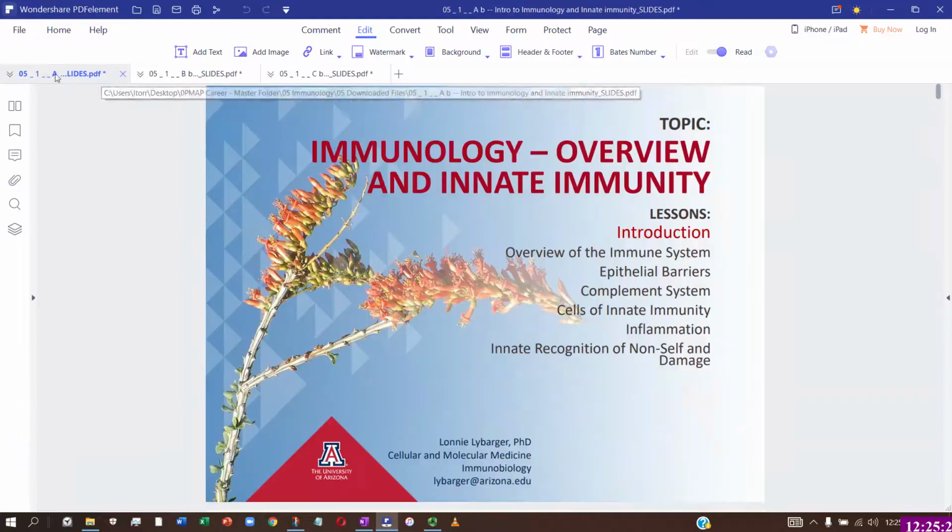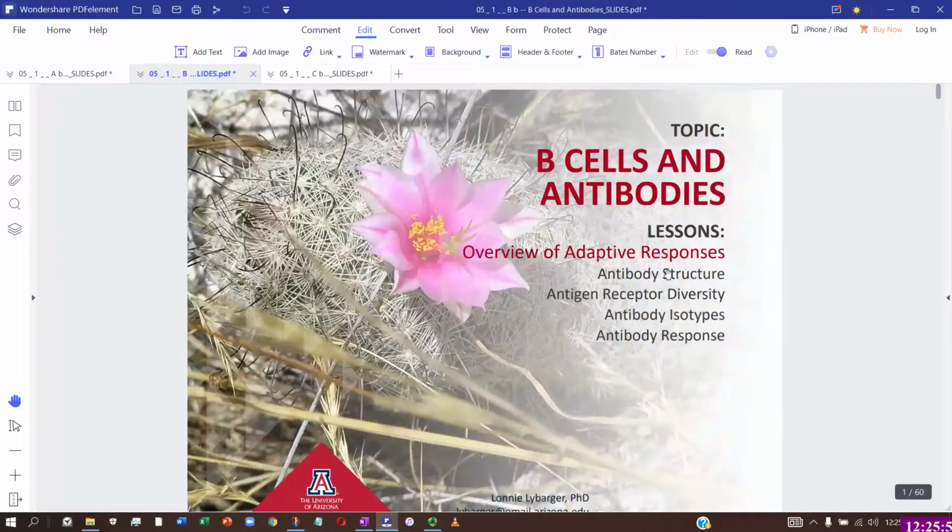And here are the 7 major subsections of the first topic: an introduction, an overview of the immune system, epithelial barriers, the complement system, cells of innate immunity, and inflammation, and innate recognition of non-self and damage. So that's 7 subtopics. For topic number 2, it focuses on B cells.